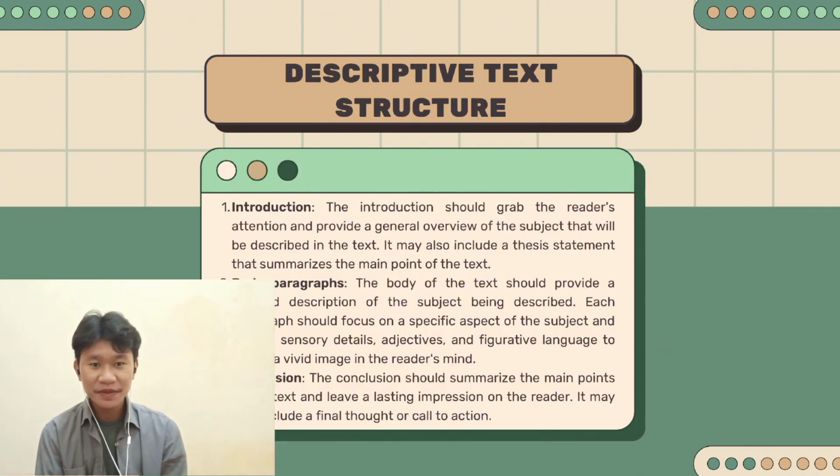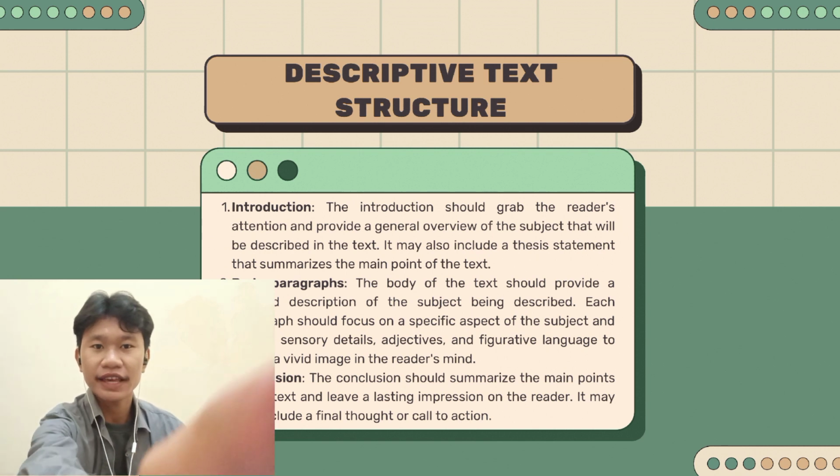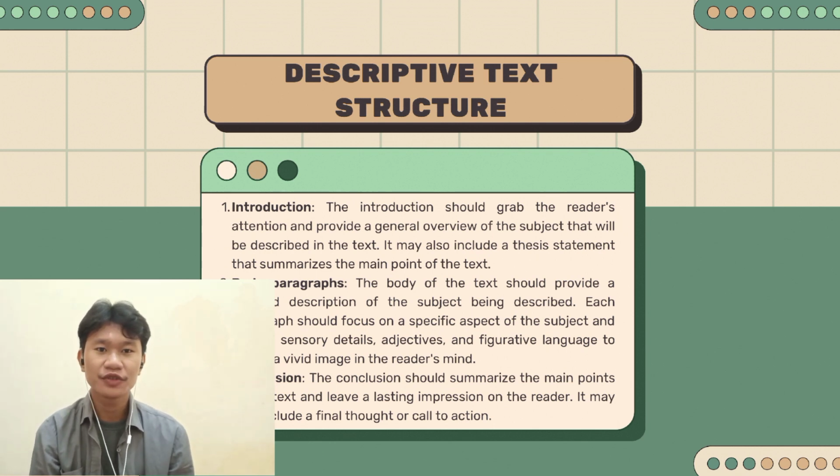So guys, before you create your descriptive text, you should know the structure of descriptive text. The first one is introduction. The introduction should grab the reader's attention and provide a general overview of the subject that will be described in the text. It may also include a thesis statement that summarizes the main point of the text.